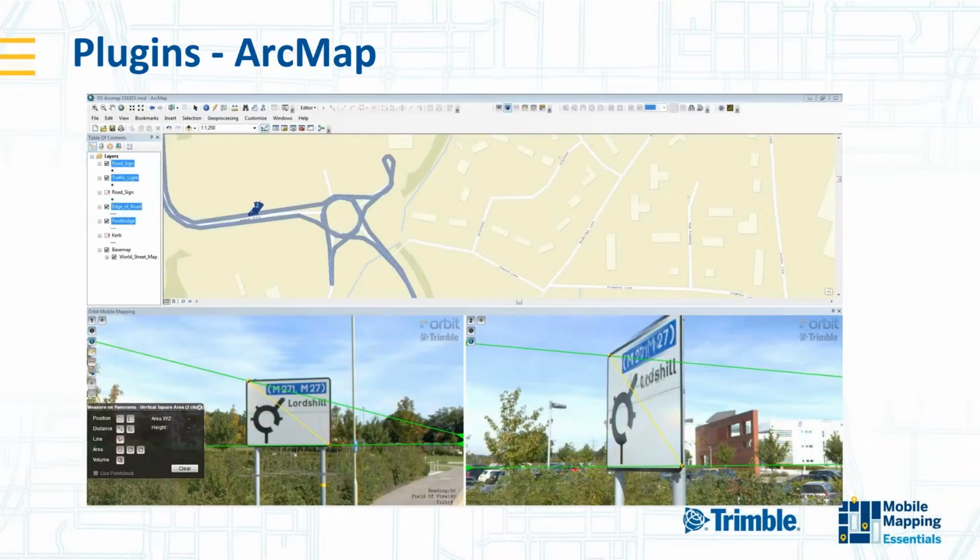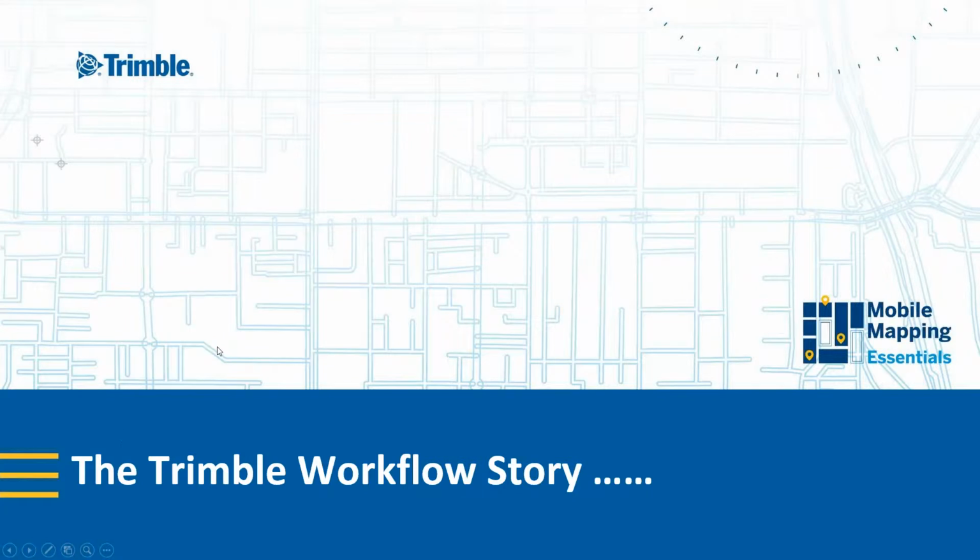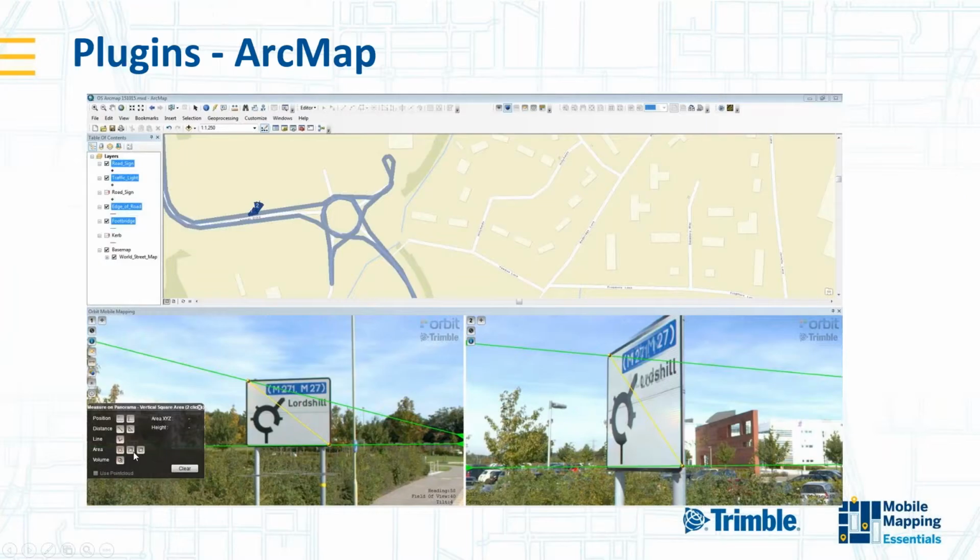There are plugins. For the Publisher, you can have a plugin. So you'll see here is my data extraction toolbox sitting inside ArcMap. So this is ArcMap. Here's my vehicle trajectory. These are my images, and I can extract data from these images directly into my ArcMap database using this plugin.